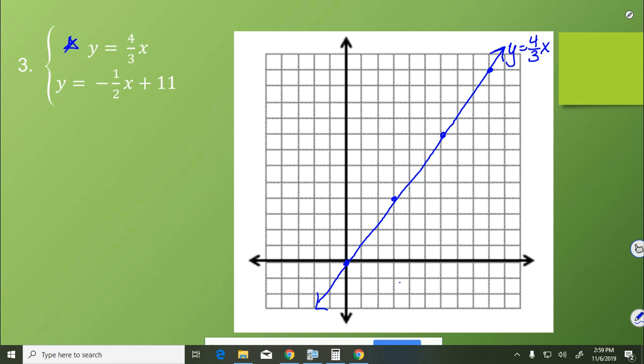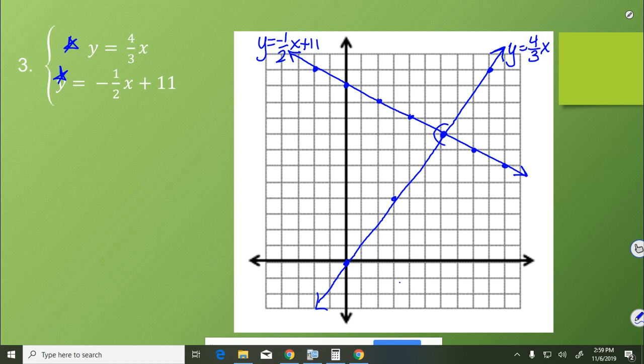Then the second equation, y equals negative 1/2 x plus 11. We start at 11, which I believe is right here. Let me count one more time. We are right. And then we go down 1, right 2, and repeat, or up 1, left 2. Take your straight edge, draw your line nice and neat through those points, arrows on both ends, and label it with the function rule.